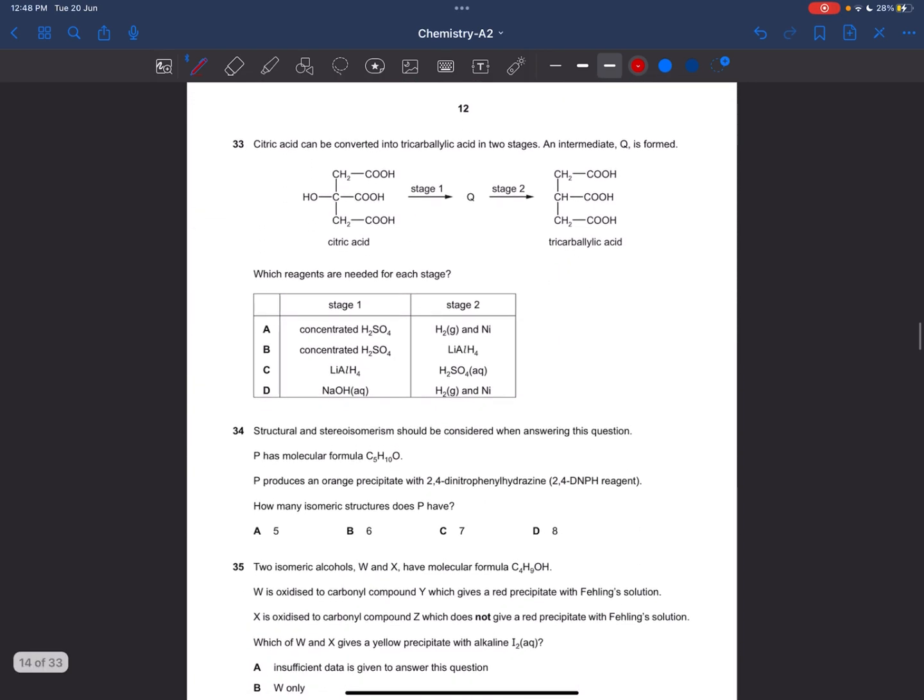So question number 33. Citric acid can be converted into tricarboxylic acid in 2 stages. An intermediate Q is formed, alright? Which reagents are needed for this stage? So basically, to form Q, an intermediate, stage 1 should be dehydration. Okay, it should be dehydration. And to dehydrate it, we need concentrated sulfuric acid. Okay, this is for reduction, this is NaOH, which is needed for halogenoalkane elimination reactions, and this is for dehydration purposes.